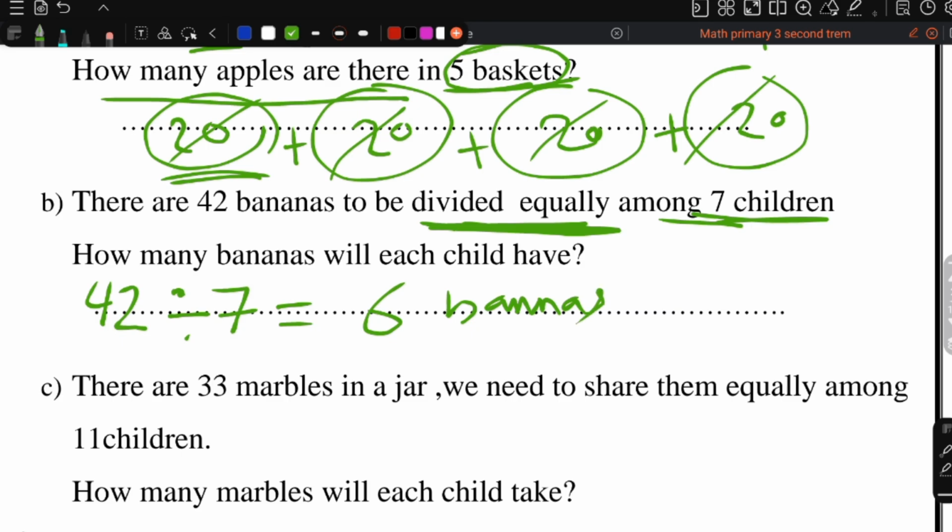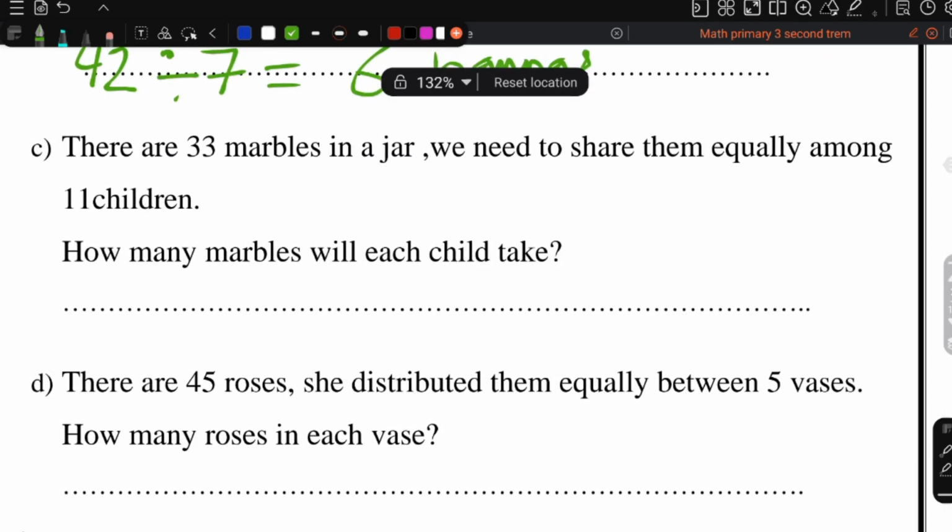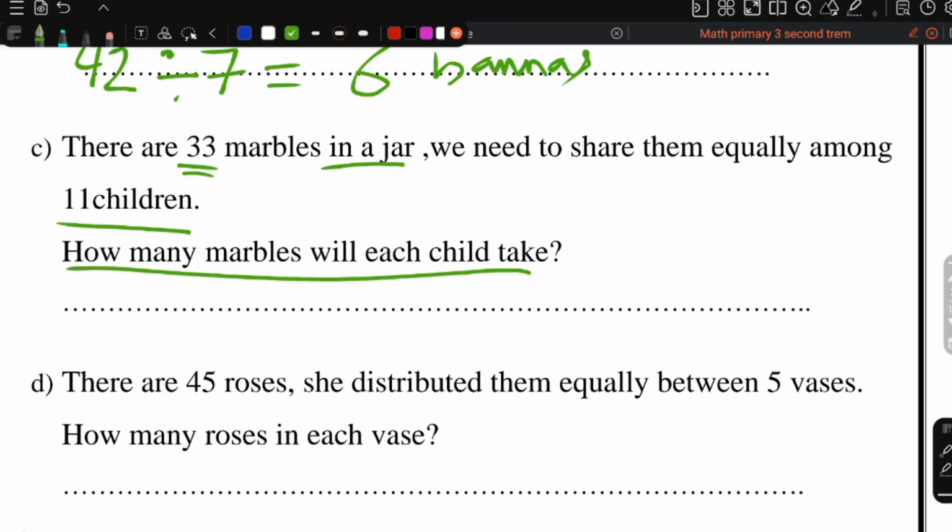Okay, letter C, there are 33 marbles in a jar. We need to share them equally among 11 children. So I will distribute 33 marbles over 11 children.